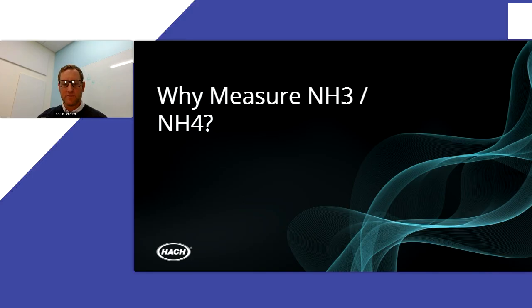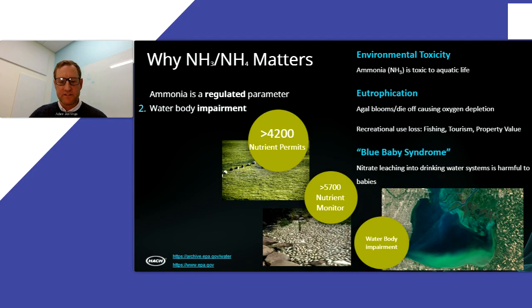So why do we measure NH3 and NH4? Well, maybe it's obvious, maybe it's not. The main reason that we measure and monitor for ammonia is that it causes water body impairment. So nitrogen in the environment causes multiple different issues, ranging from environmental toxicity to eutrophication, and potentially some issues where we're converting ammonia into nitrate, and that is causing issues with our drinking water systems with nitrate intrusion and that sort of thing.